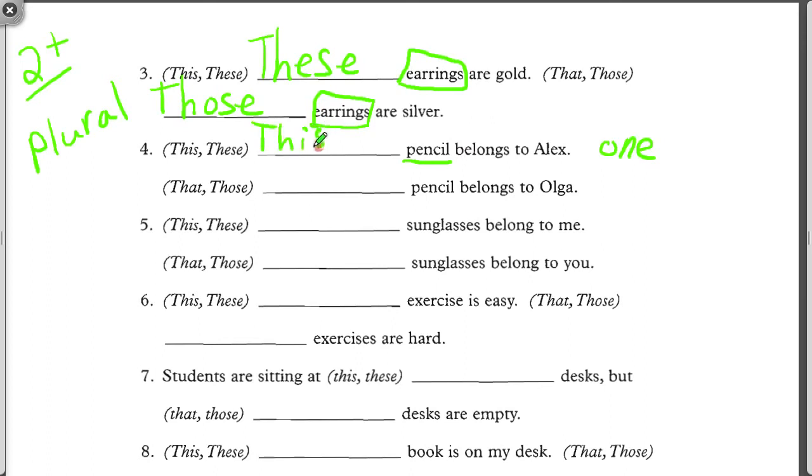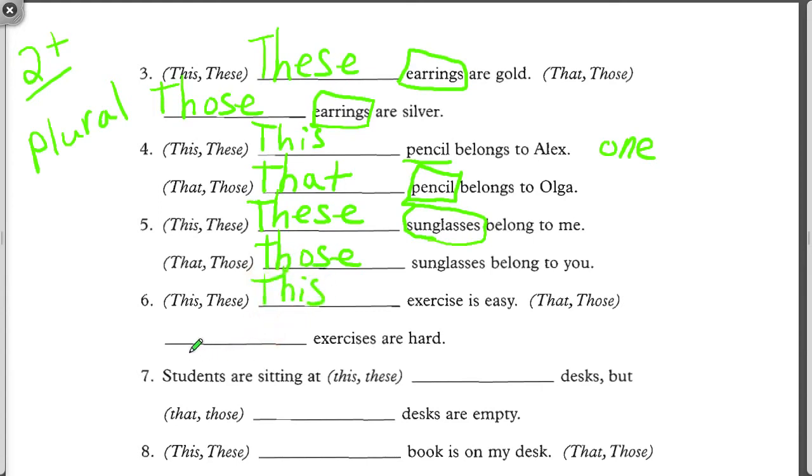This pencil belongs to Alex, but that pencil belongs to Olga, because it's still 1 pencil. Sunglasses is plural, so there'll be these. These sunglasses belong to me, and those sunglasses belong to you. This exercise is easy. Those exercises are hard.